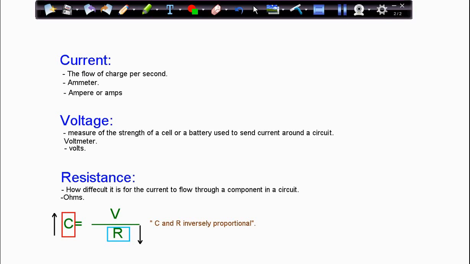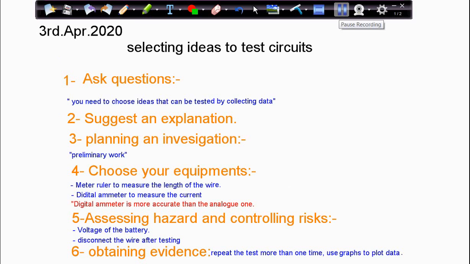And that means if the voltage stayed the same, and current increased, that means the resistance decreases, and vice versa. This was the revision of the previous lessons.